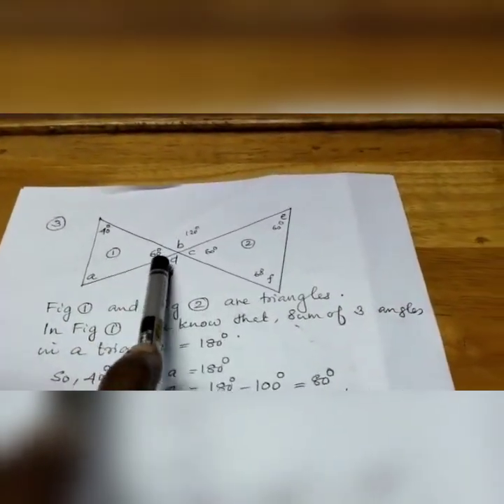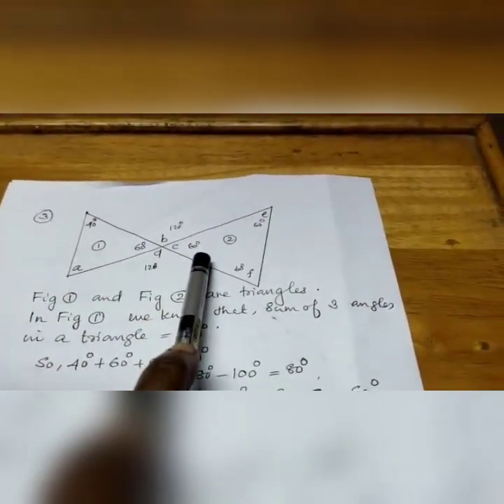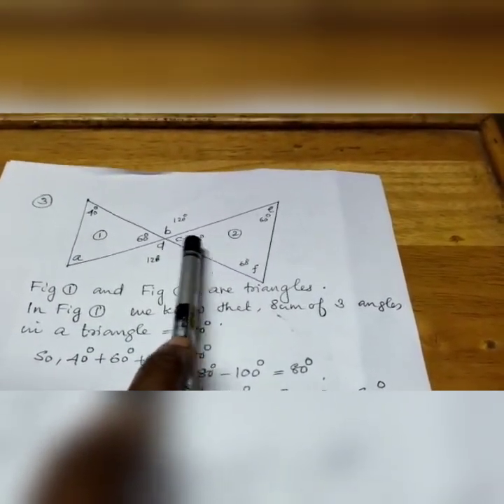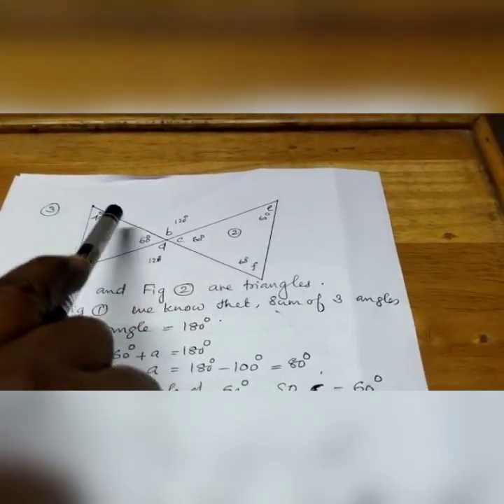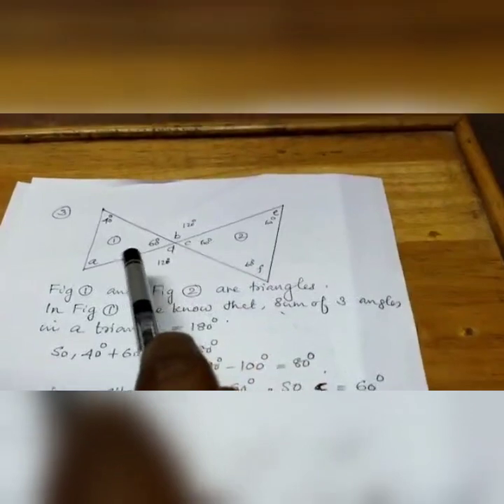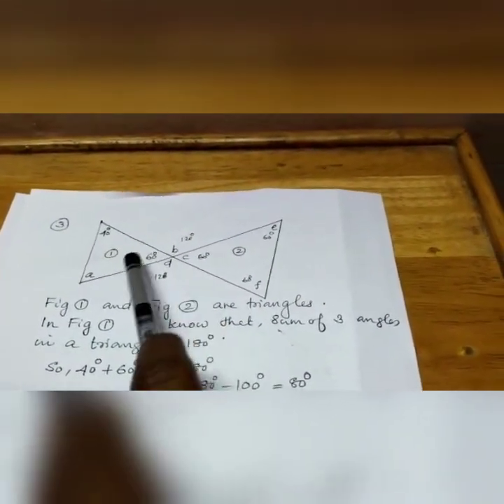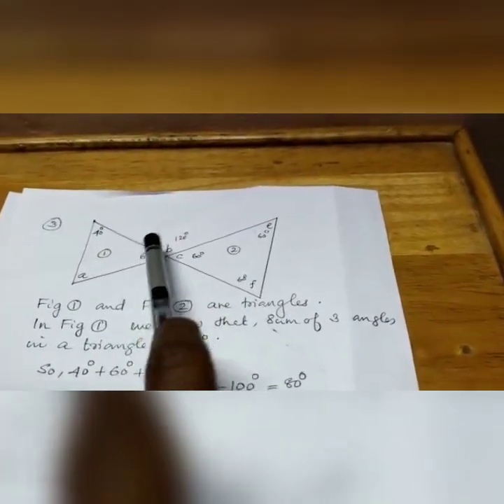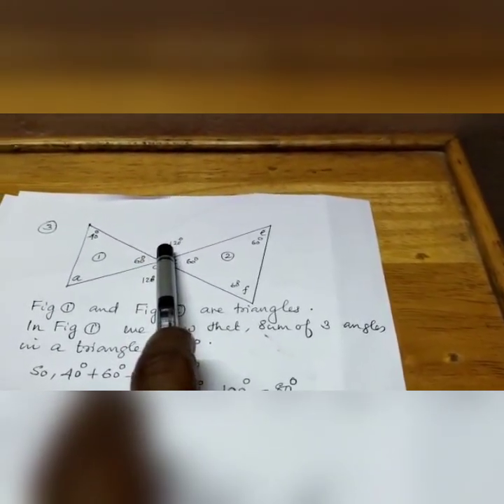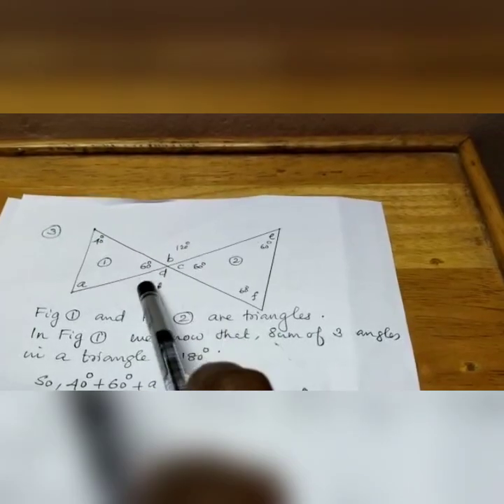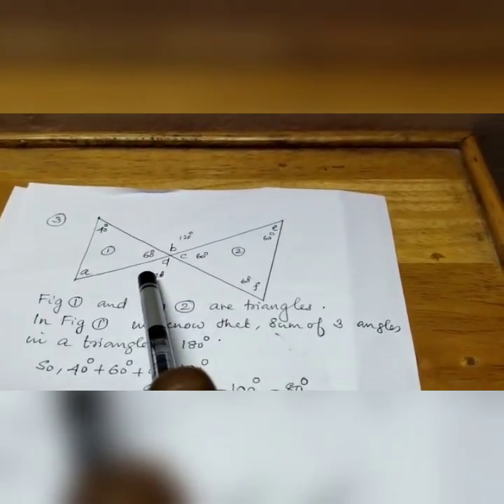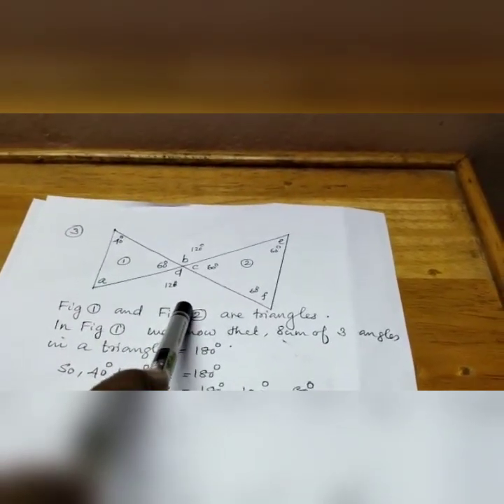Then this angle is 60 degrees. Therefore C is opposite to the 60 degree angle, so C is also 60 degrees. Opposite angles are equal because these two lines intersect each other. Then the 60 degree angle and B are a linear pair. Therefore B is 180 minus 60, that is 120 degrees. D is opposite to B. Therefore D is also 120 degrees because opposite angles are equal.